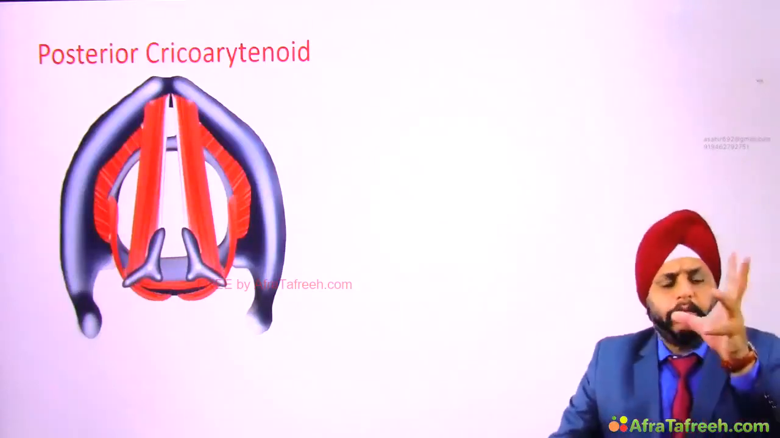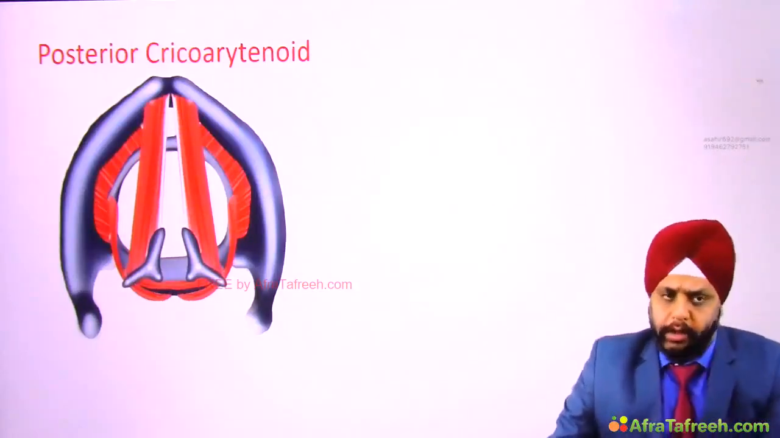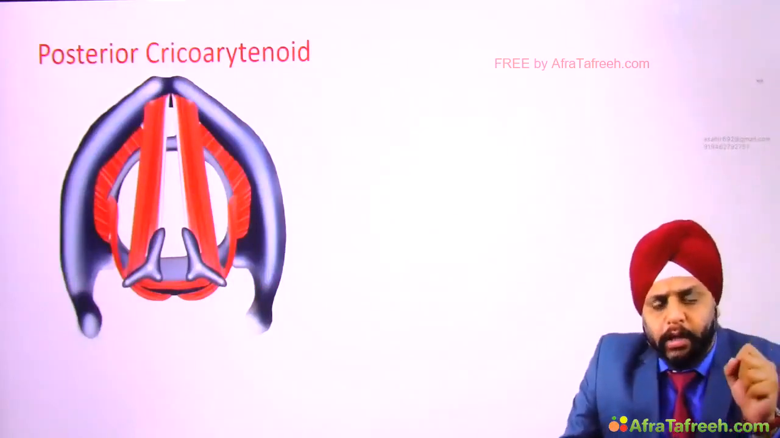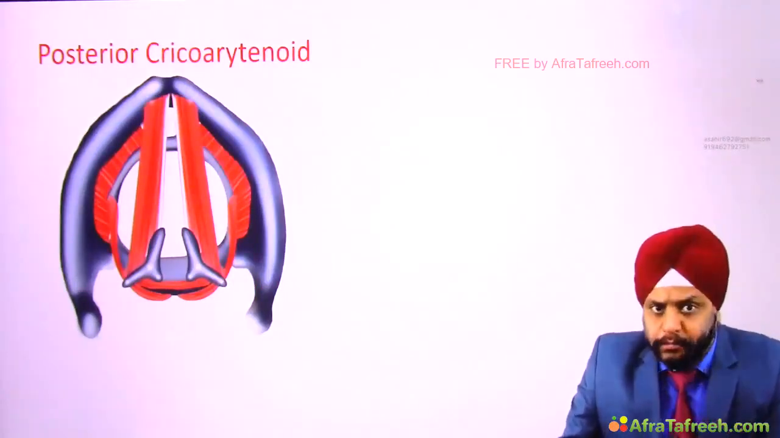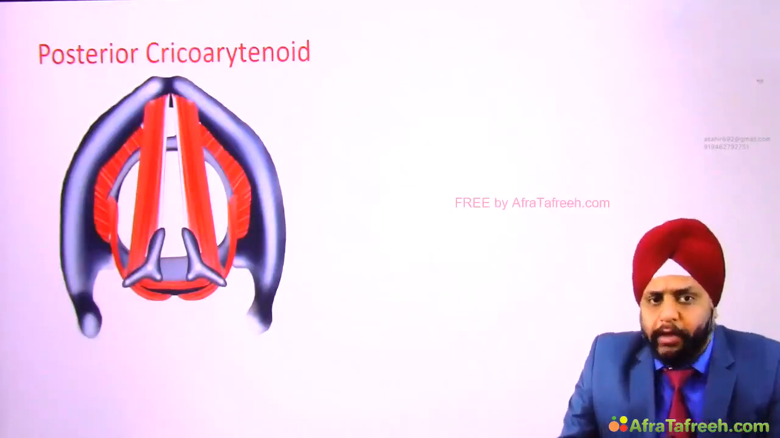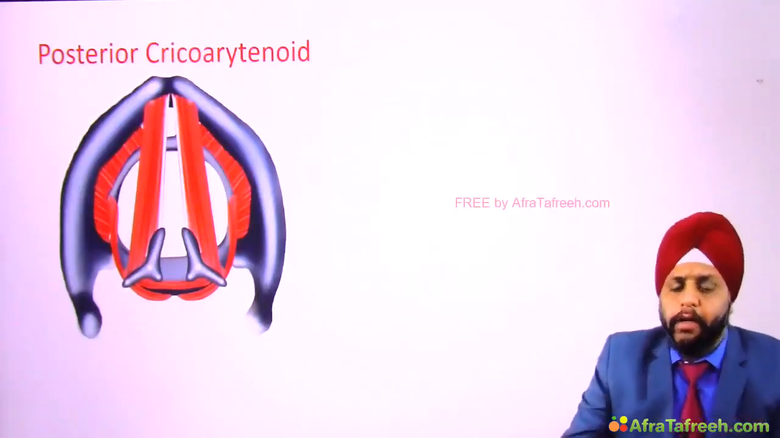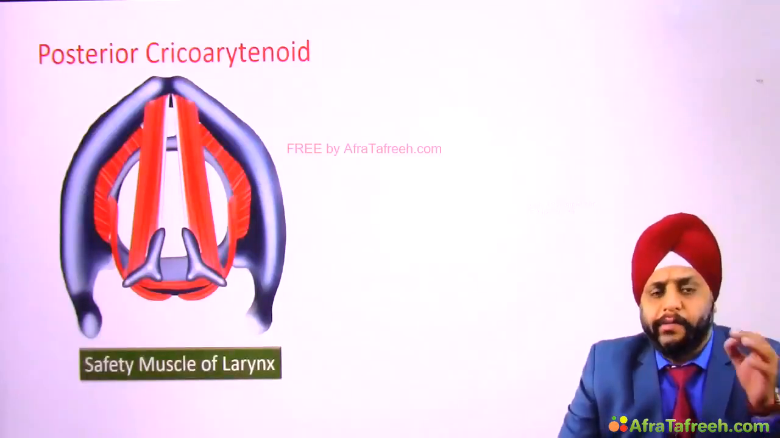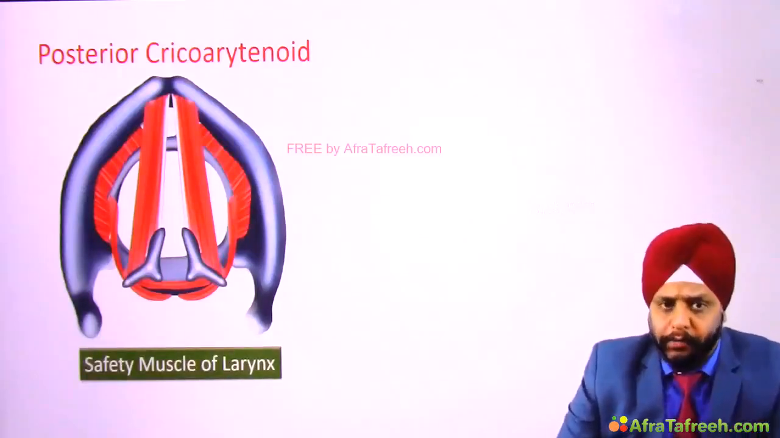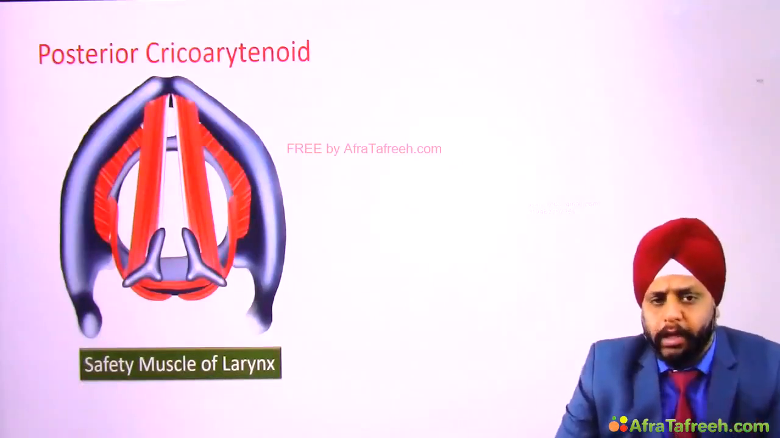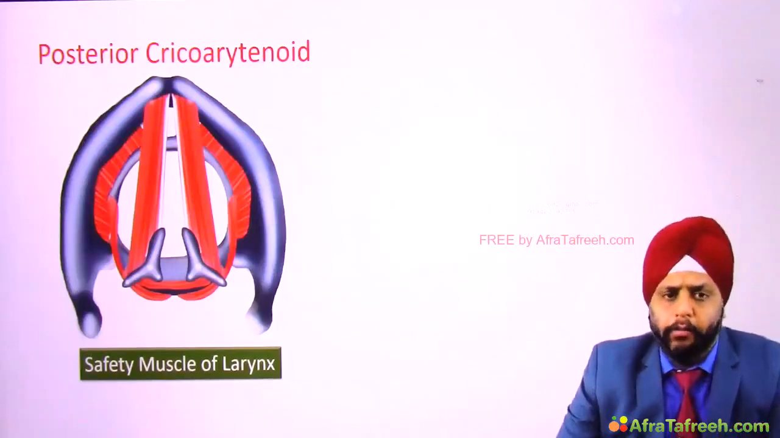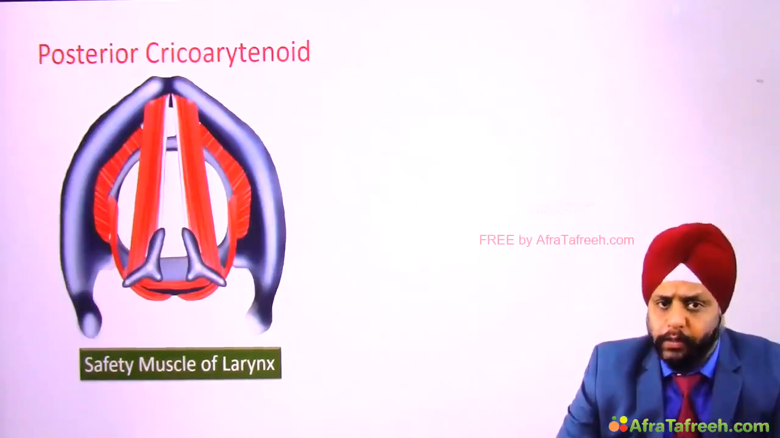Remember, all the muscles are there to close the larynx. But this is the only muscle which opens the larynx and helps us breathe. So this is like a safety guard. All the others are closing, but somebody has to open so that you are able to breathe. Therefore, this is the safety muscle of the larynx. If it does not open the airway, we cannot breathe. So this is the safety muscle of the larynx, the posterior cricoarytenoid muscle.